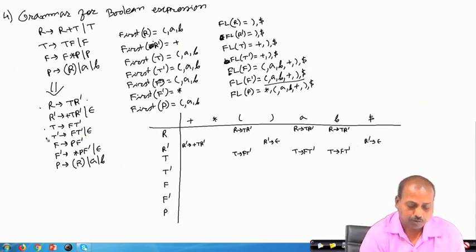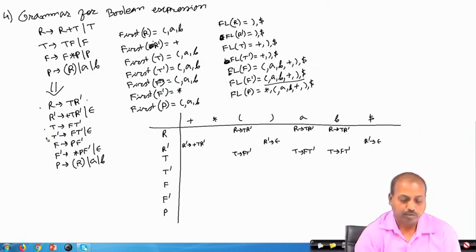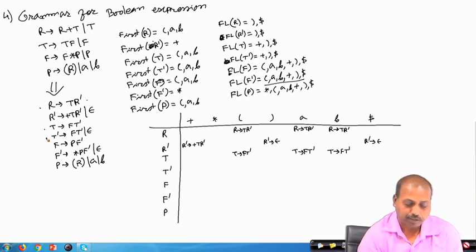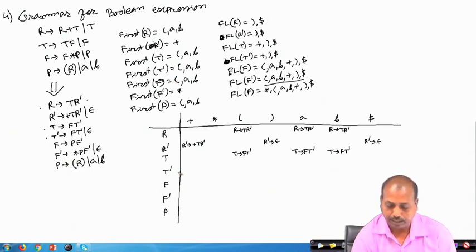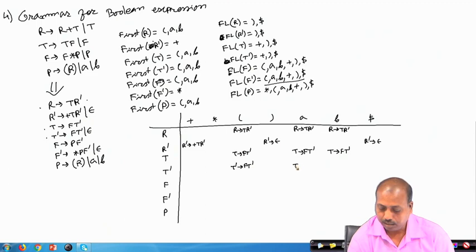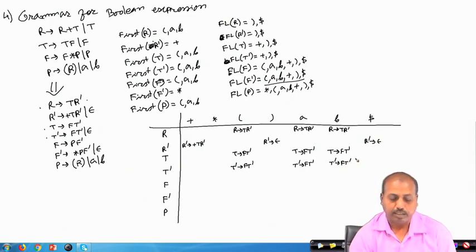Now, come to the fourth rule, T dash producing F T dash. It says that whatever is in first of F T dash, there I have to add these rules. First of F T dash has got first of F. So, I have to add the rule T dash producing F T dash here, here, and here also.